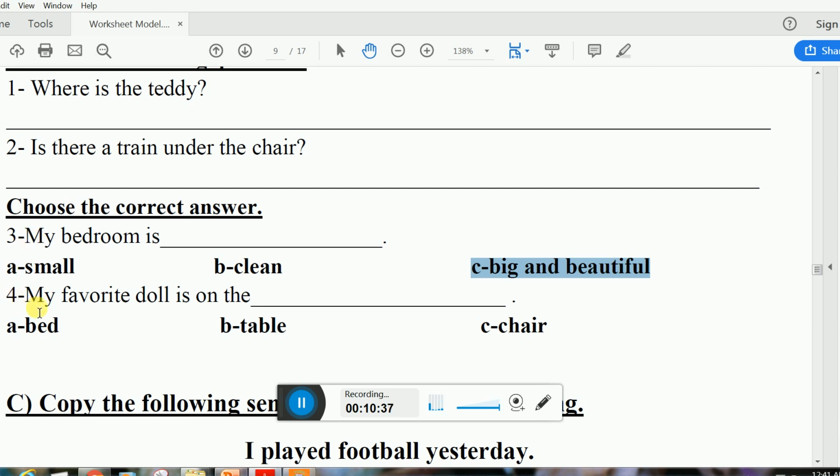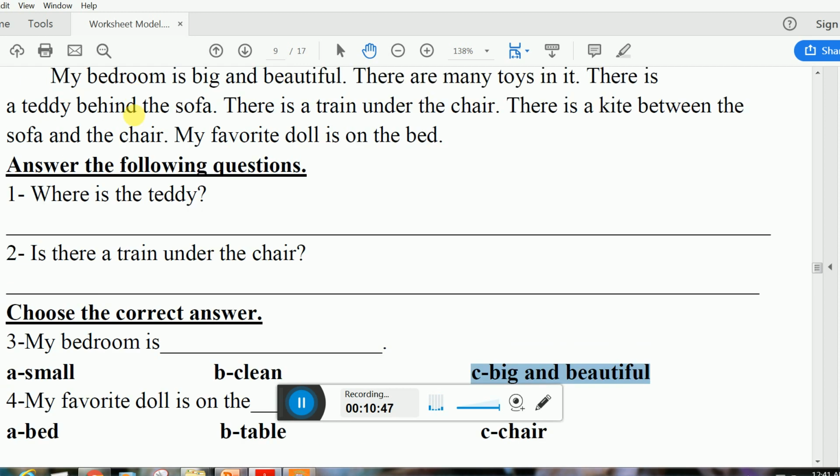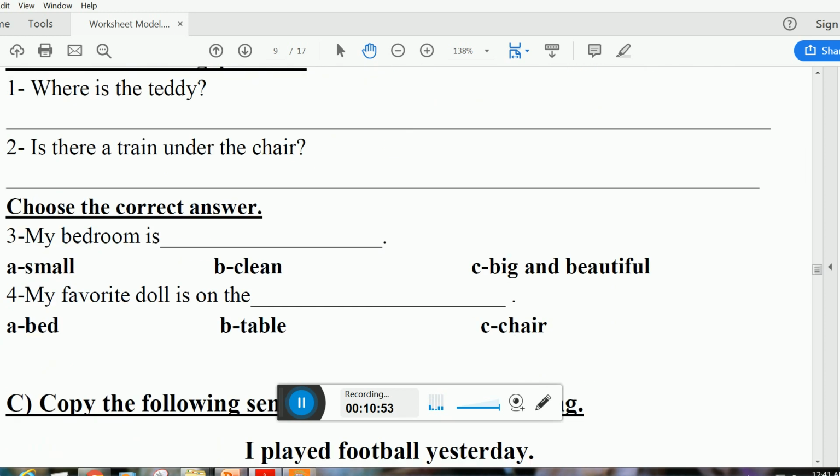Number four. My favorite doll is on the bed, table, or chair. Let's go back. My favorite doll is on the bed. So the correct answer is letter A, bed.